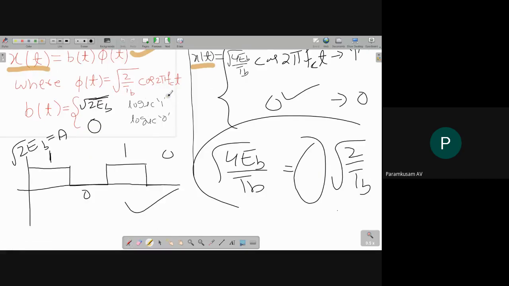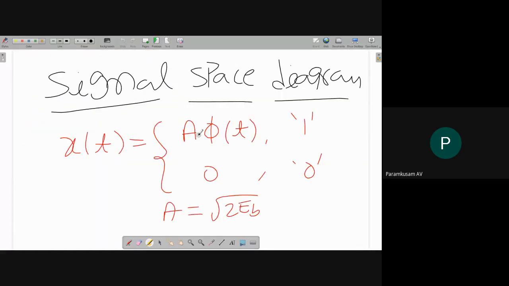ఇదే ఈక్వేషన్ అక్కడ రాశాను. x of t is equal to b of t into pi of t. b of t ఏంటి? root of 2EB ఎప్పుడు లాజిక్ 1 ఉన్నప్పుడు. అప్పుడు x of t ఏమవుతుంది? root of 2EB into pi of t. సింపుల్ గా మనం root of 2EB is equal to a అనుకున్నాం. a into pi of t. x of t is equal to a into pi of t when logic 1 is transmitted. And x of t is equal to 0 when 0 is transmitted.